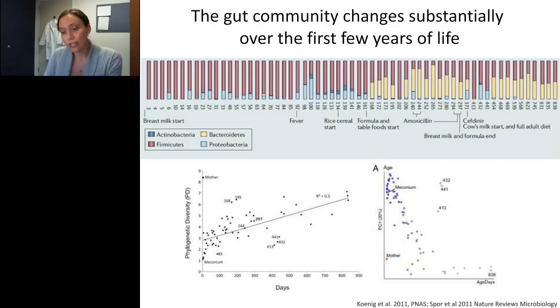More interestingly, this progression has often been described as one that's very chaotic. But in contrast, what we see is a steady progression of an increase in phylogenetic diversity over time and a steady progression of differentiation over time as this particular child's microbiome matures.